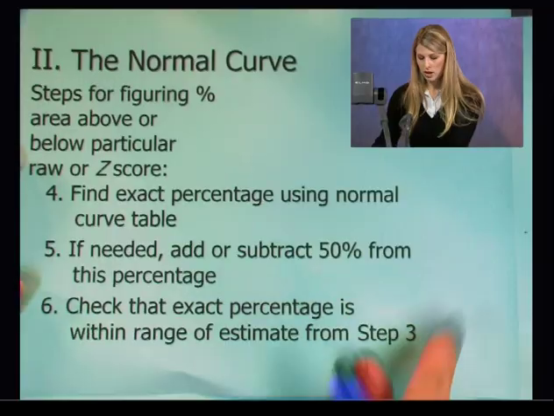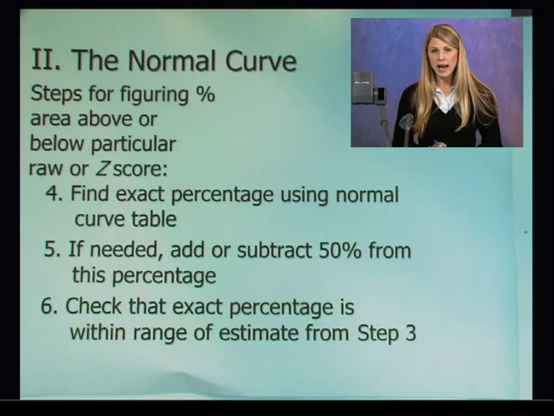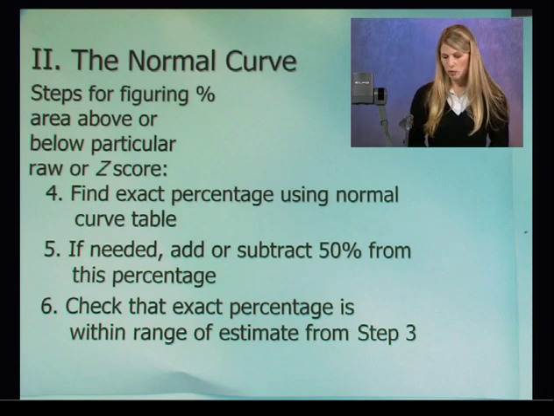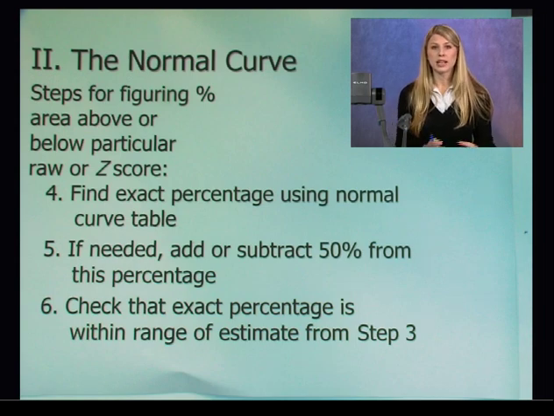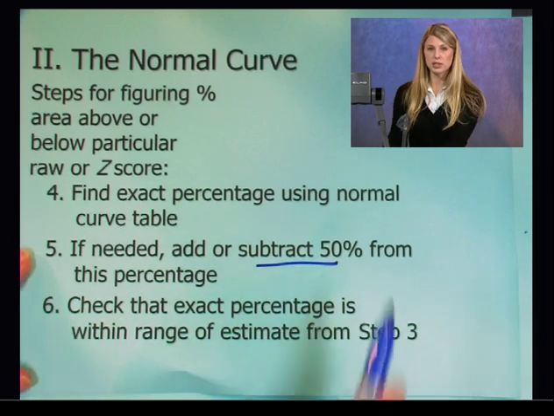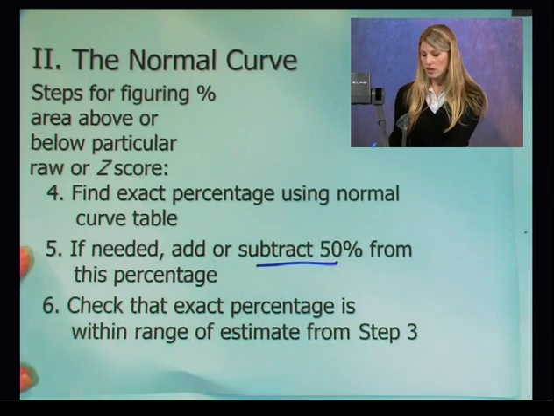The fourth step for calculating the percentage above or below a score is to find the exact percentage using the normal curve table or the z table that you find in the back of your textbook or online. Either of those two z tables work. They both have the same information even though they're organized a little bit differently. So that's the next step. You find the exact percentage. Remember to draw it out to figure out what area they're telling you about. You might have to add 50 or subtract 50% depending on the shaded area that you're working with.